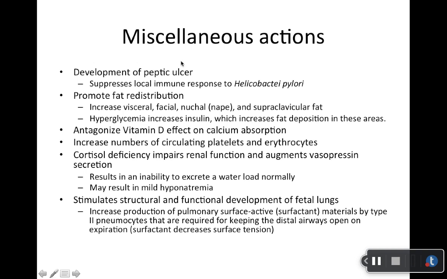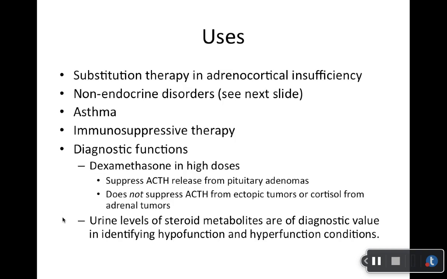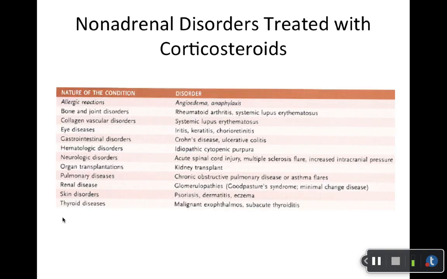So anyways, there are also miscellaneous actions, which are important. Please read through these as well. Related adverse effects include peptic ulcer, so that can be an issue. These other ones are, again, with higher doses and longer term, so something you have to think about. Uses here are substitution therapy in adrenocortical insufficiency, and then non-endocrine disorders, which will be on the next slide.